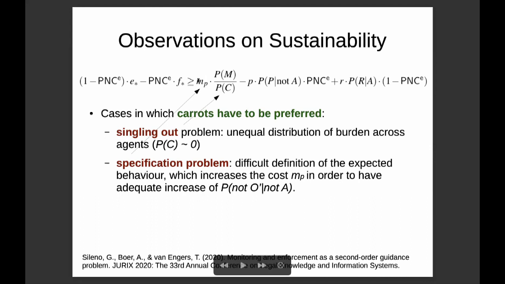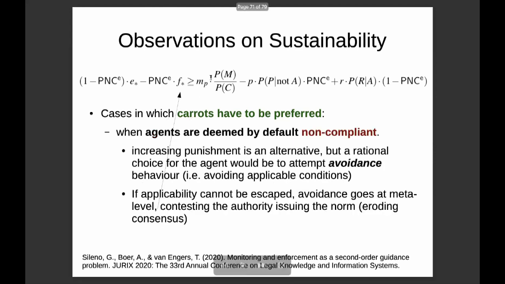If it is really difficult to discriminate good from bad behavior, you need to pay experts to do so, and thus taking a decision costs much more than when the specification problem does not hold. Carrots have also to be preferred in case in which agents are deemed by default non-compliant. From an economic point of view, we could obtain the same result by increasing punishment, but this will cause the agent to try to avoid context conditions in which the norm is applicable.